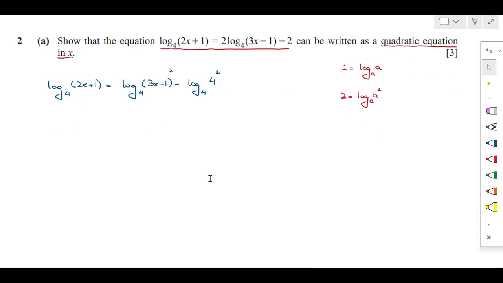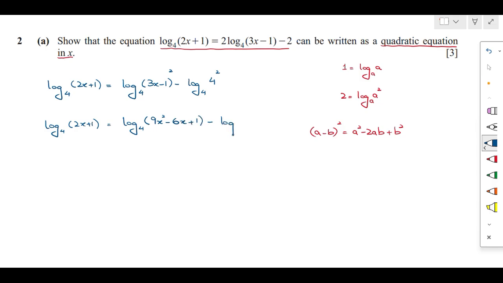Okay, now we can combine this. Here we can say log base 4 of 2x plus 1, and here we have log base 4 of, let me open this formula, (a minus b) whole square, that is equal to a square minus 2ab plus b square. Okay, so (3x) square is 9x square, minus 2 times 3 is 6 times x times 1, so minus 6x, 1 square is just 1, minus log base 4 of 4 times 4, which is 16.